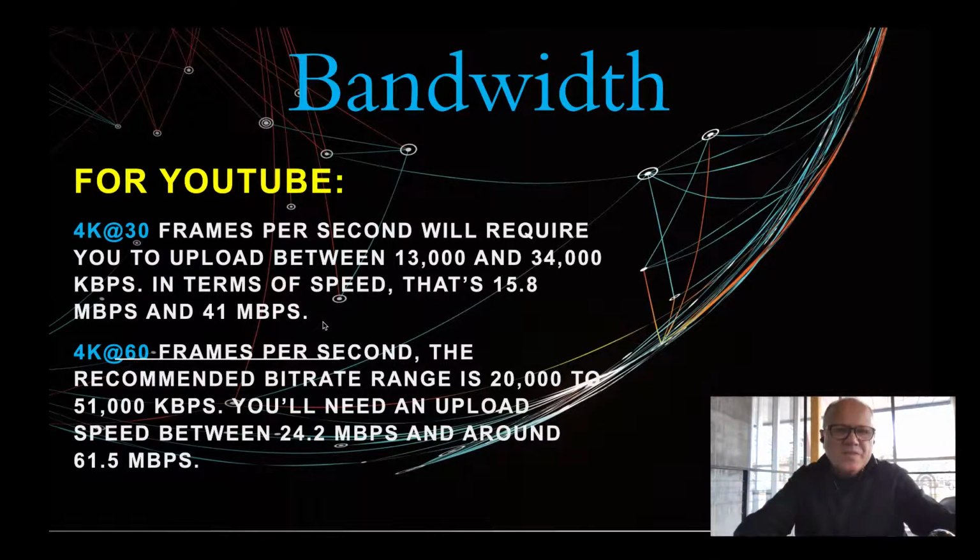Because here we go. All right, so let's move on and take a look at these crazy numbers. For 4K at 60 frames per second, the recommended bit rate is between 20,000 to 51,000 kilobits per second, which means that what you need for speed is just ridiculous. It's 24.2 megabits per second and around 61.5 megabits per second.